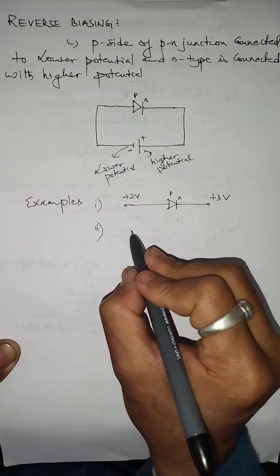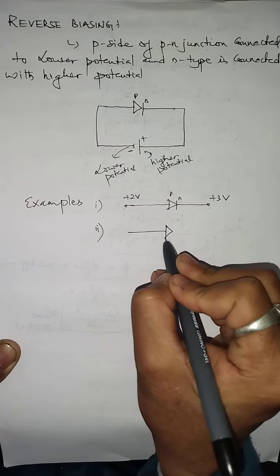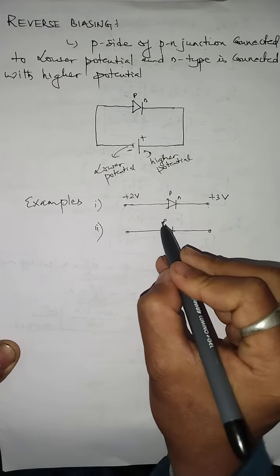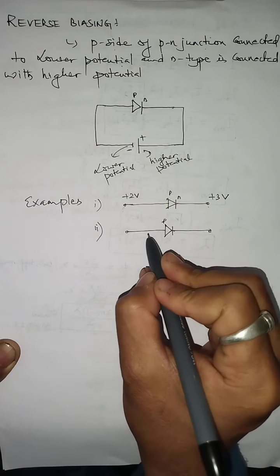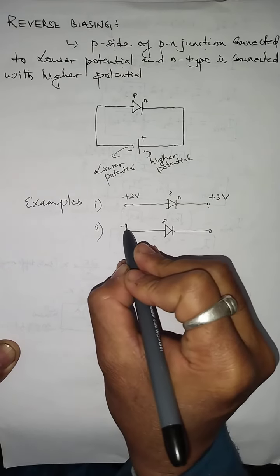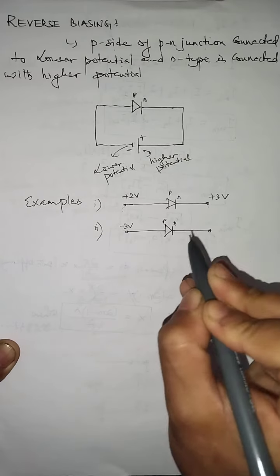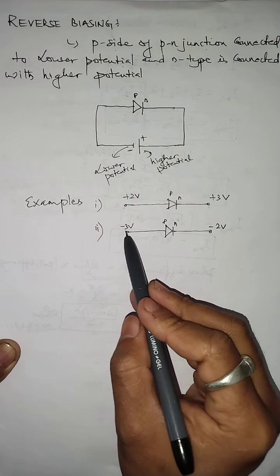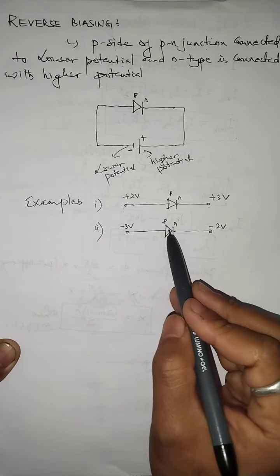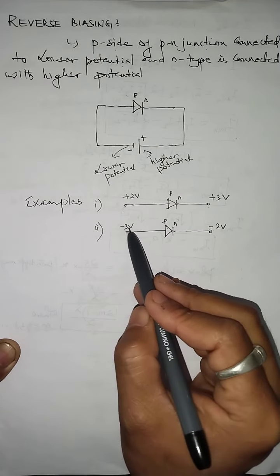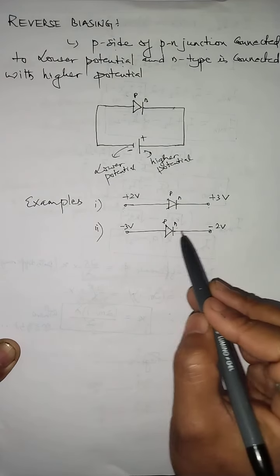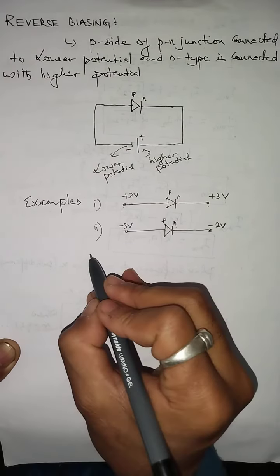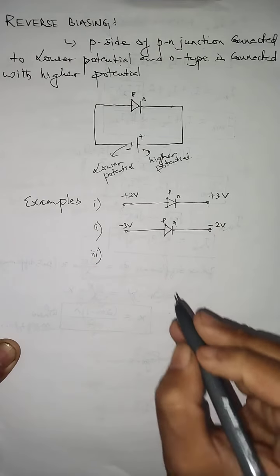Similarly, let me do another one. If I connect the same PN junction diode in such a way that the P side is connected with lower potential, that is, say, minus 3 volt, and the N side is connected with higher potential, that is minus 2 volt. So see, P is connected to minus 3 volt, N is connected to minus 2 volt, because the P side connected to minus 3 volt means lower potential, and the N side connected to minus 2 volt is what? Higher potential. So the PN junction diode is under what bias? Reverse bias.